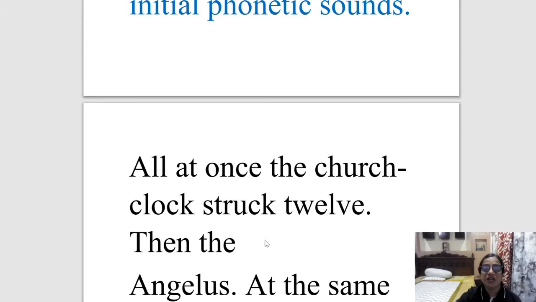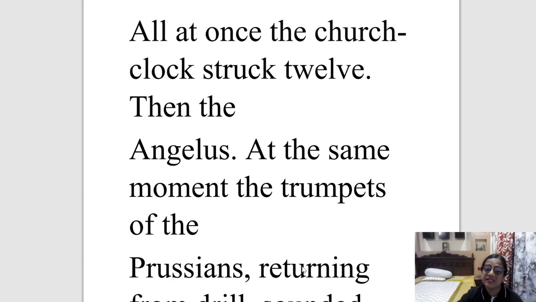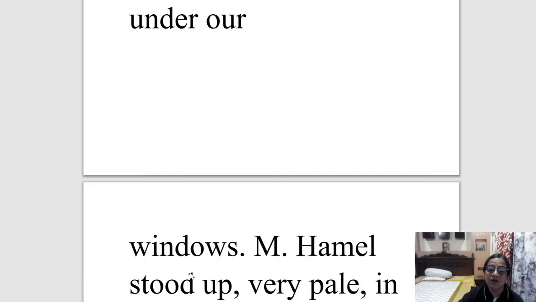Now here you see after that, all at once the church clock struck. So in that emotional moment, the church bell struck. That is, it struck 12. In the church, I hope you all have seen, there is a big bell which strikes 12 at that time. Then the Angelus. Angelus is a prayer, a devotional prayer. And at the same moment, the trumpets of the Prussians, the trumpets means the bugles which were blown by the Prussians, returning from drill could be heard, sounded under our windows.